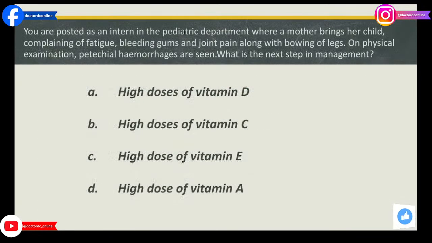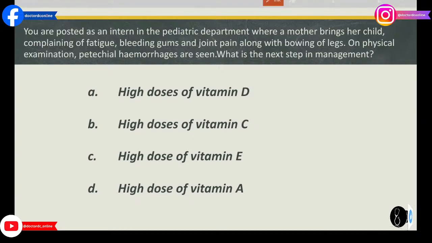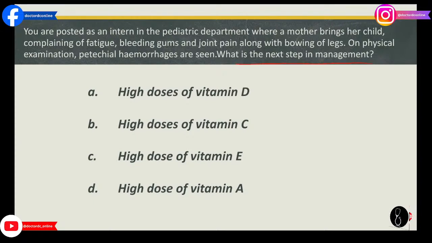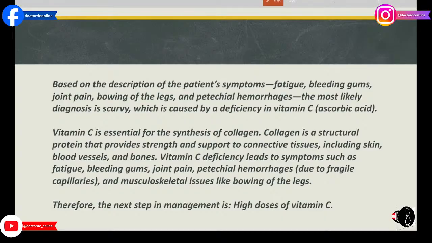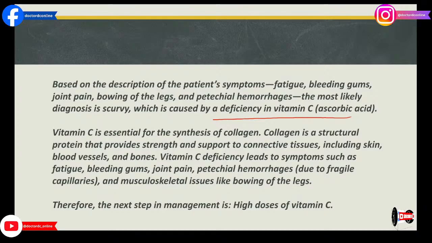In question 30, a child has fatigue, bleeding gums, joint pain, petechial hemorrhages, and bowing of leg. The options are option A, high doses of vitamin D, option B, high doses of vitamin C, option C, high doses of vitamin E, and option D, high doses of vitamin A. The child likely has scurvy due to vitamin C deficiency, which impairs collagen synthesis, leading to fragile capillaries and connective tissue. The correct answer is option B, high doses of vitamin C.